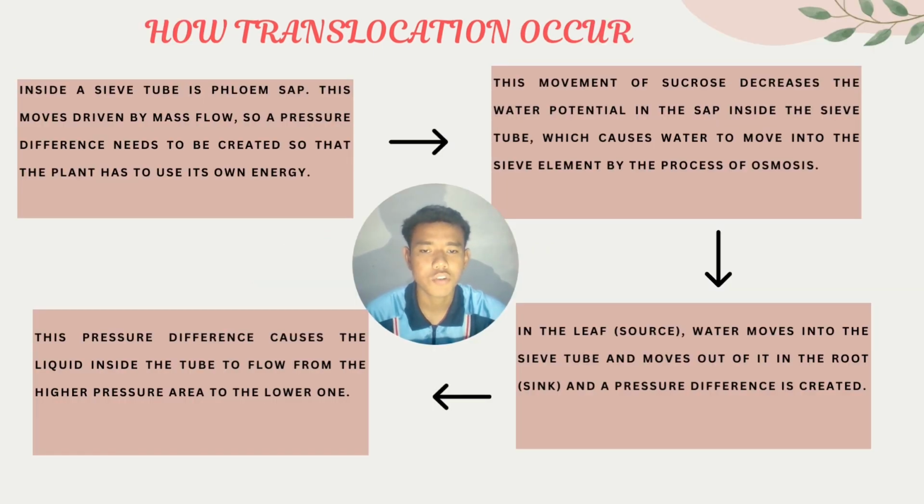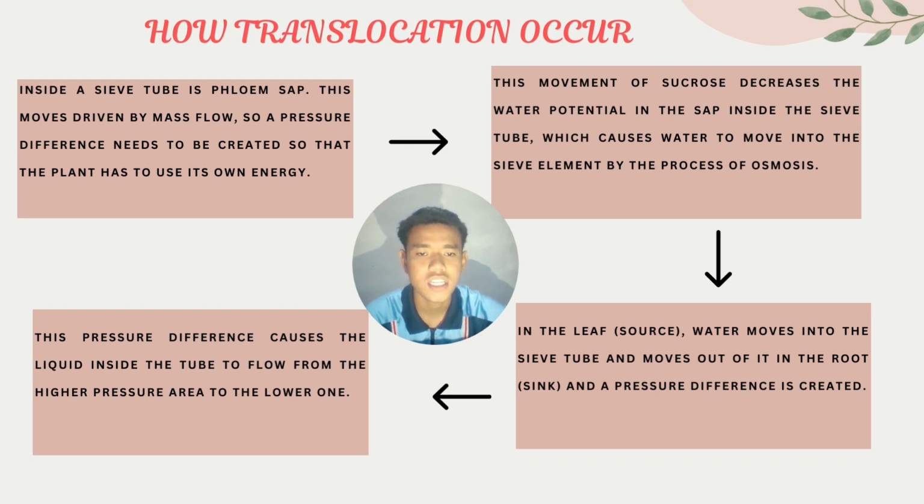How does translocation occur? First, inside a sieve tube is phloem sap. This moves driven by mass flow, so a pressure difference needs to be created so that the plant has to use its own energy. Next, this movement of sucrose decreases the water potential in the sap inside the sieve tube, which causes water to move into the sieve element by the process of osmosis.